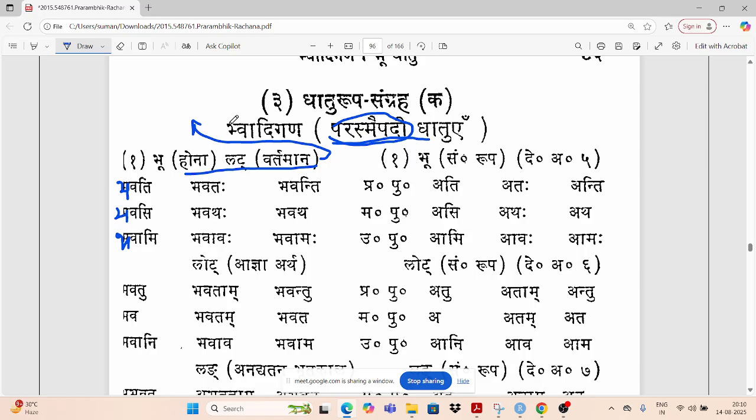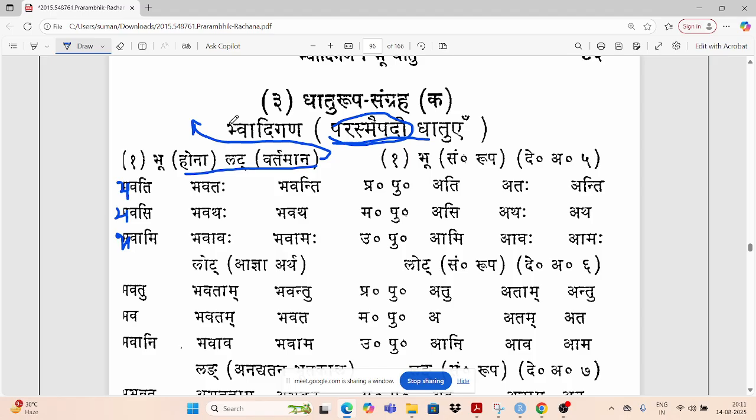One, there are around 2000 plus dhatus in Sanskrit. And those dhatus represent different kinds of kriyas. Also, those dhatus are divided into 10 classes, which are called ganas. And each of the ganas is named after the first dhatu in that gana.